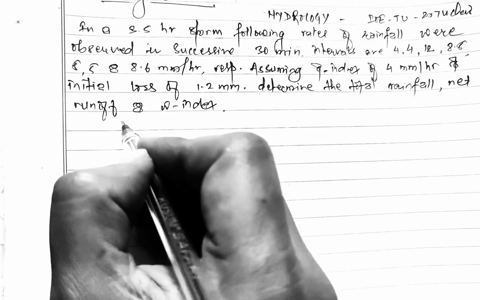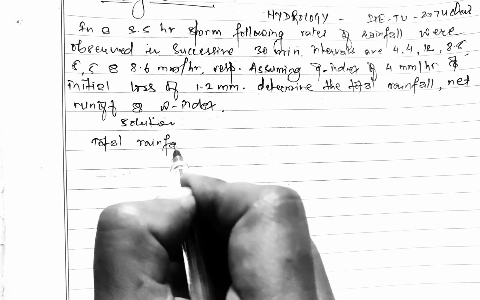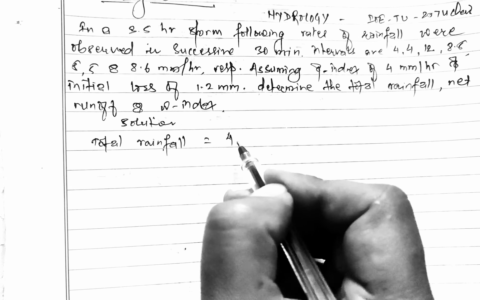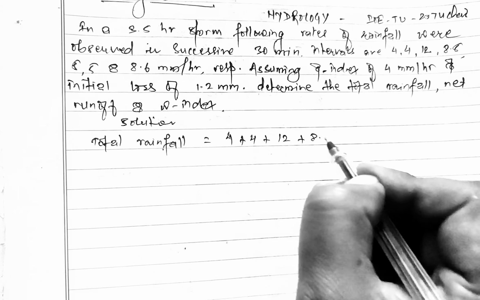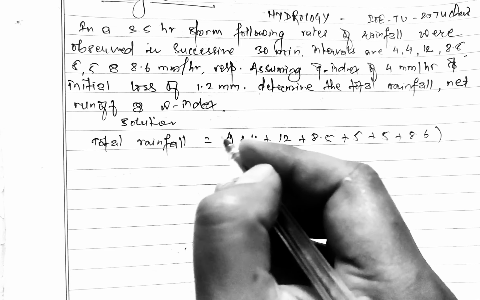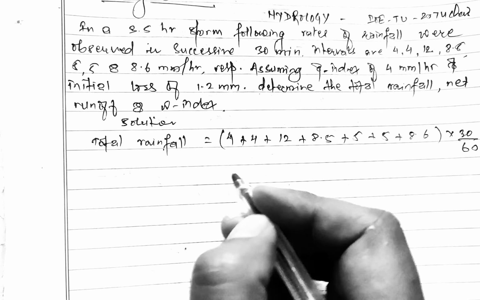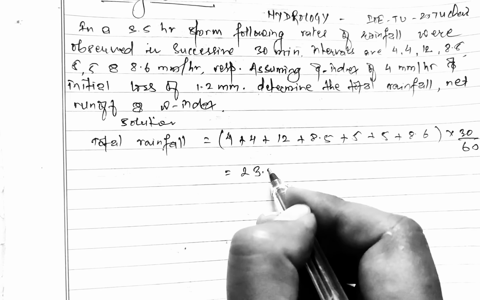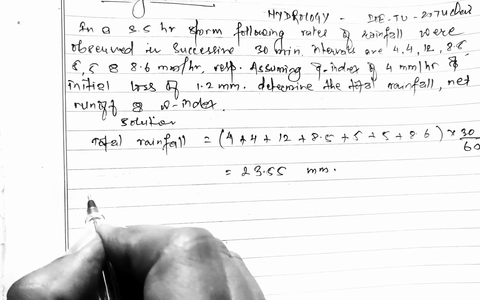First, the total rainfall equals 4 plus 4 plus 12 plus 8.5 plus 5 plus 5 plus 8.6 times 30 divided by 60 equals 23.55 mm.